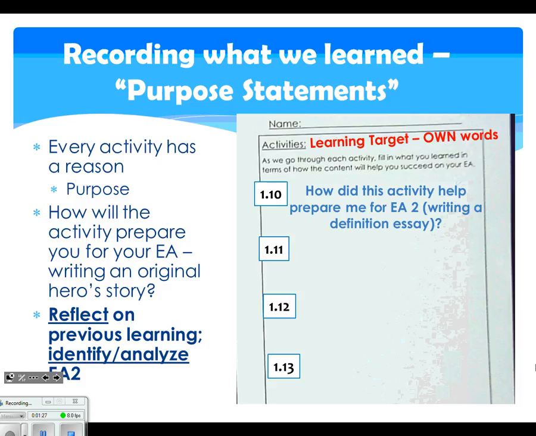So now you're going to answer that blue question next to activity 110. How did reflecting on previous learning, and identifying this new assessment, help prepare you to write this new definition essay? So take about 45 seconds, and answer that question on the front side of your bookmark underneath activity 110.